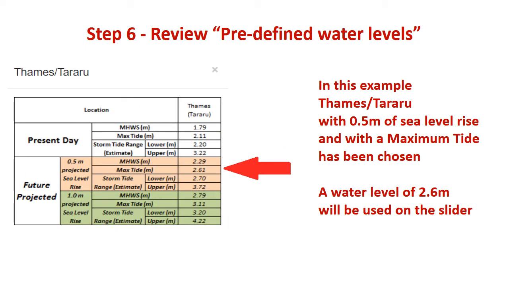So that brings up a panel like this. This particular one is for Thames Tararoo, and the arrow is pointing at a 0.5 metre sea level rise and a maximum tide. But you can see from this panel that there is 3 different scenarios effectively: present day, 0.5 metres and 1 metres of sea level rise. So the area I've chosen in this particular case, and you'll see in the next slide, is a 2.6 metre level.